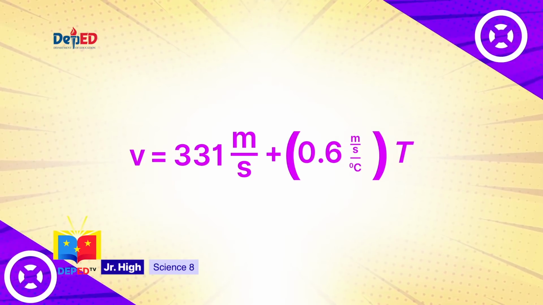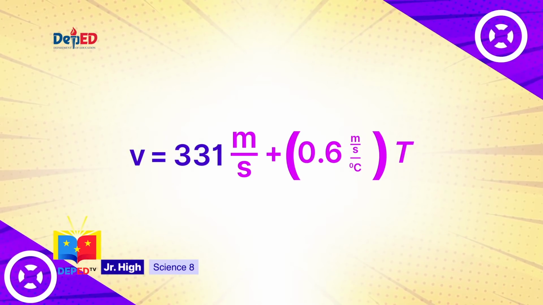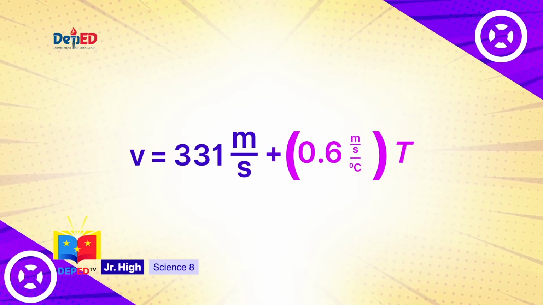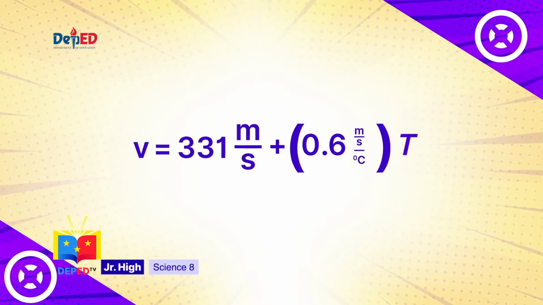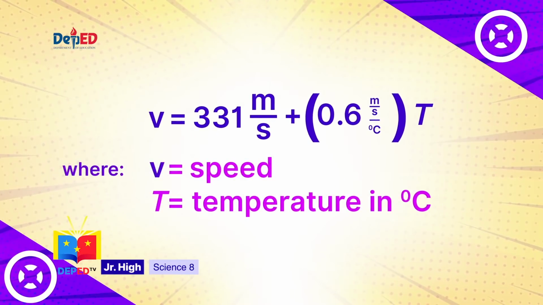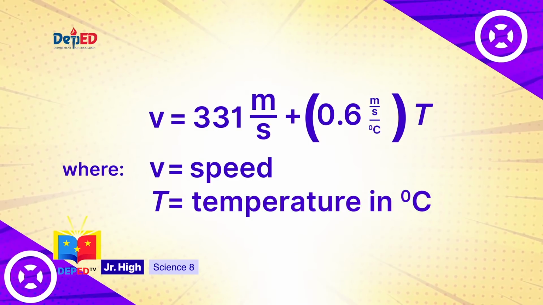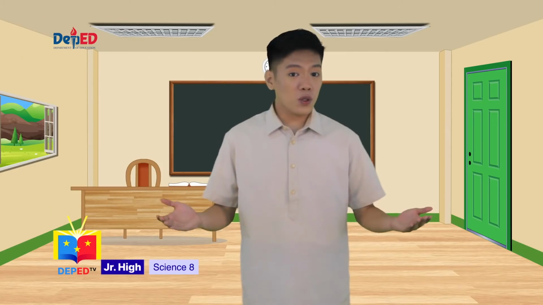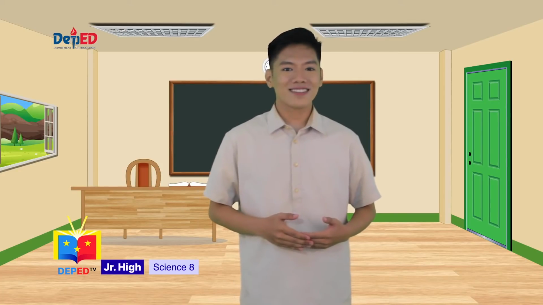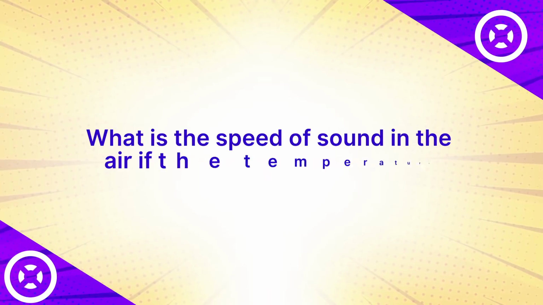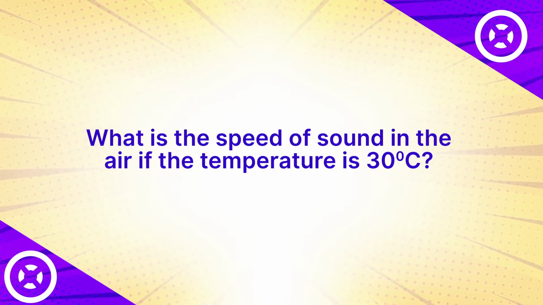And this can be expressed in the equation V equals 331 meters per second plus 0.6 meters per second over degrees Celsius times T, where V stands for the speed and T for the temperature in degrees Celsius. To be able to understand solving this, let's have these examples. What is the speed of sound in the air if the temperature is 30 degrees Celsius?